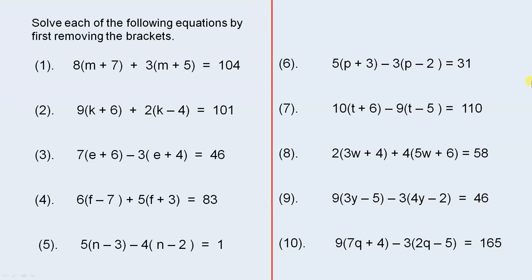So this video just gives us 10 examples where we can practice solving equations involving grouping symbols or brackets. And if you need help, just click on the link on the next slide and it will take you to the lesson and it will give you some good examples and show you how to solve these types of equations.